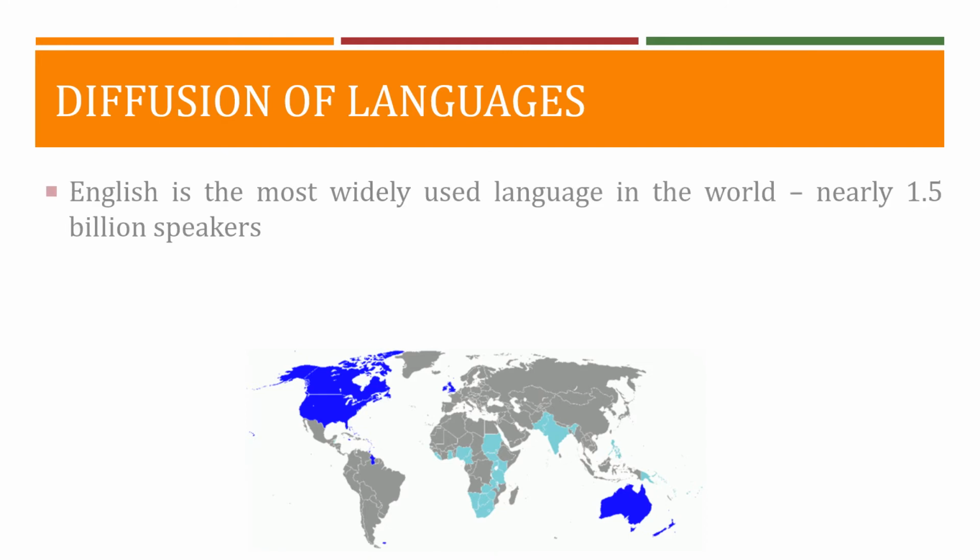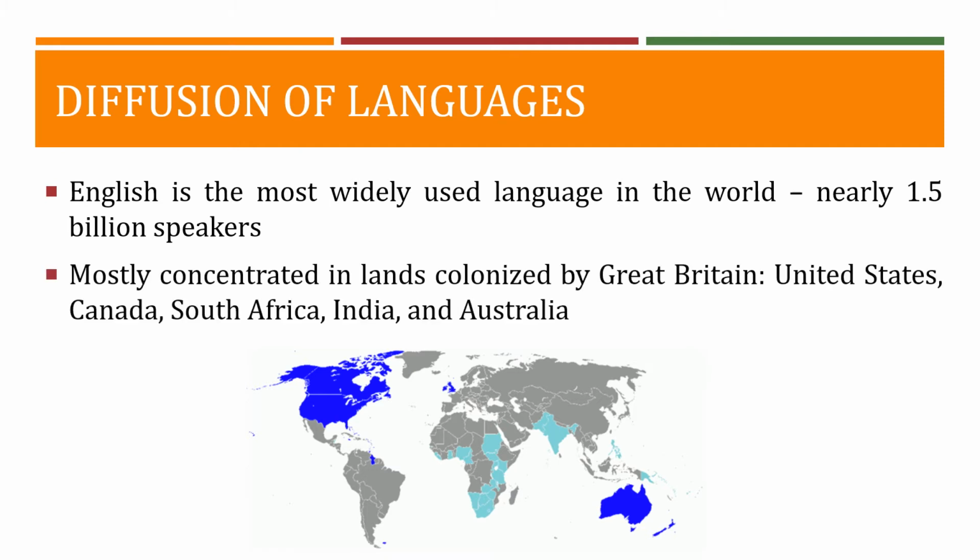While Mandarin Chinese is the most spoken first language in the world, English is actually the most widely used language in the world, but it's because it's so many people's second language as well. So nearly 1.5 billion people around the world know how to speak English, mostly concentrated in lands colonized by Great Britain: the United States, Canada, South Africa, India, and Australia.